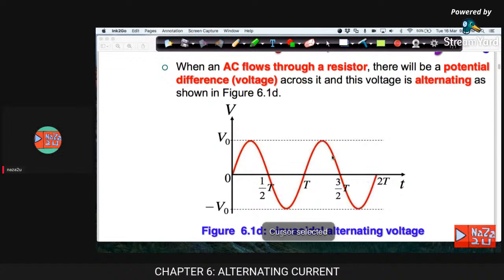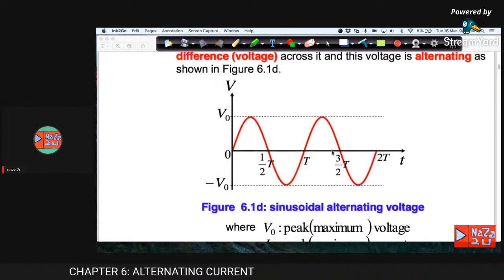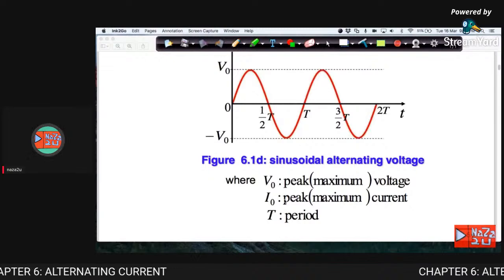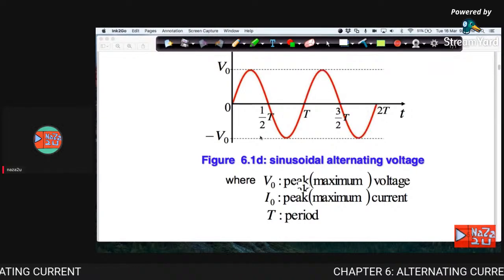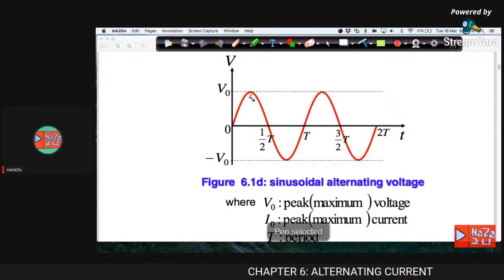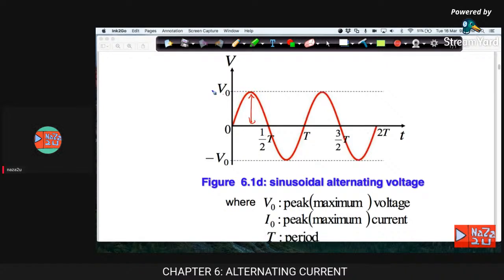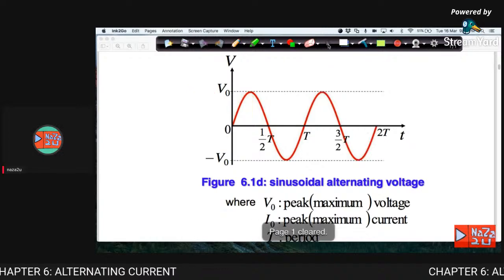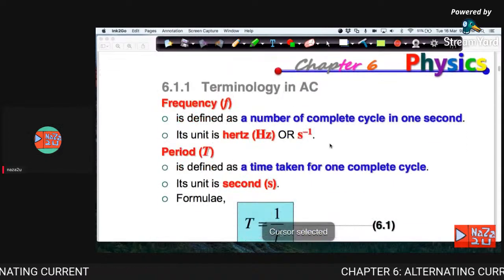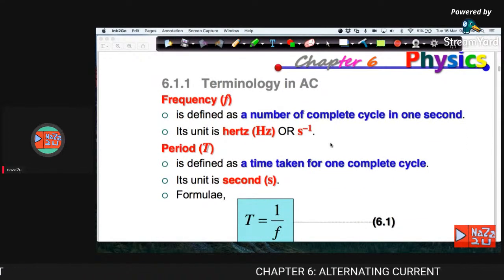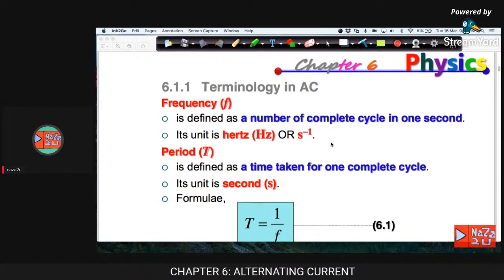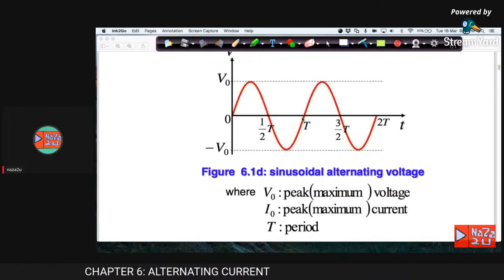Okay. So seterusnya, ini dah jelaskan ya. I naught or V naught adalah peak ataupun maximum current. So this is maximum ataupun amplitude lah, maximum current. Katalah sini dia bagi 3 volt. So this is 3 volt. Right?